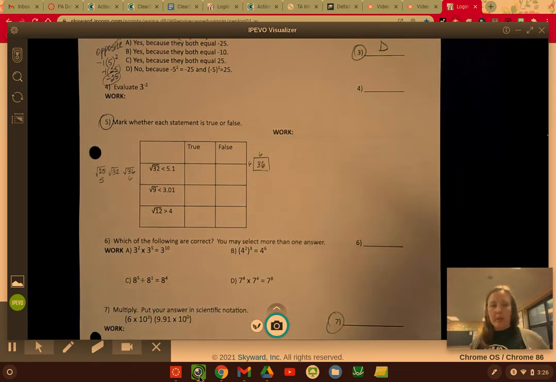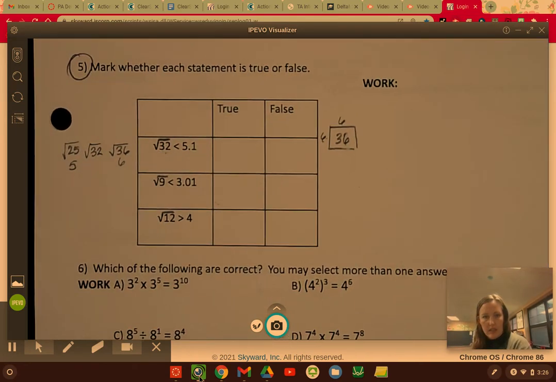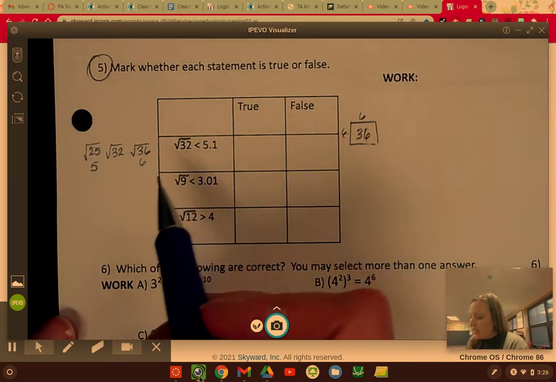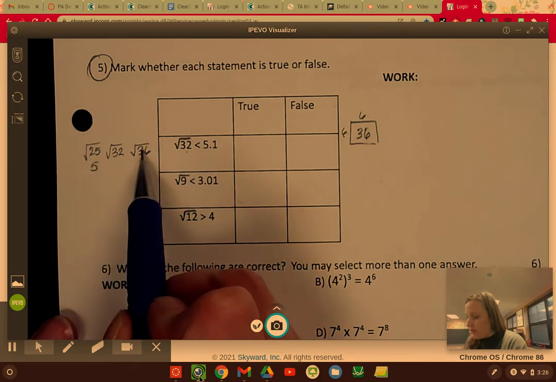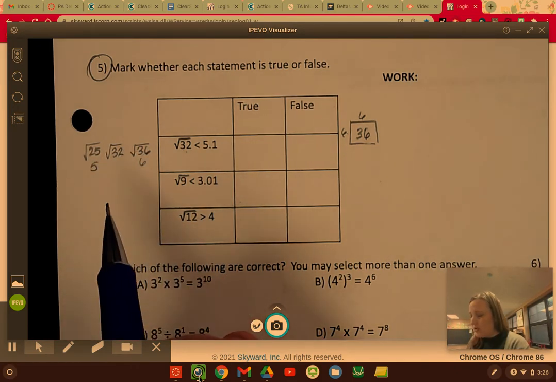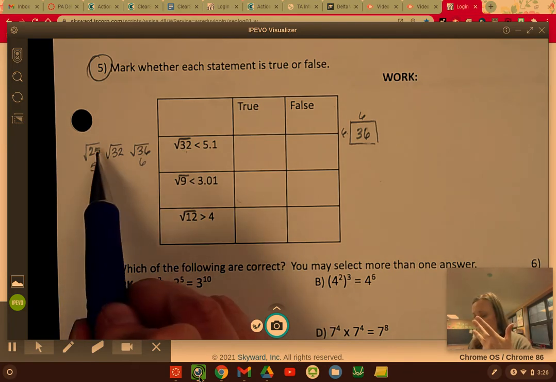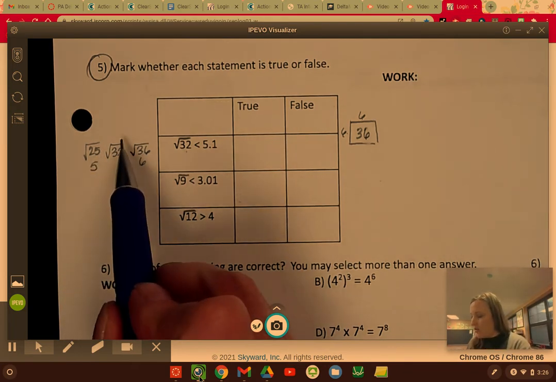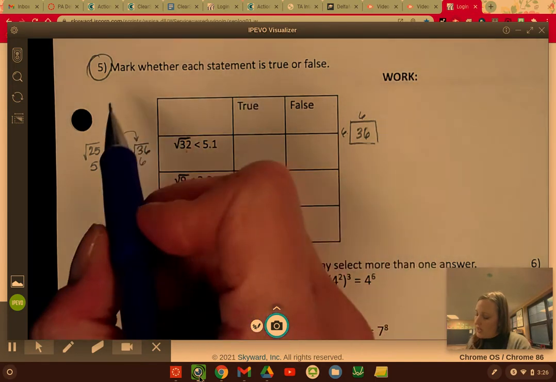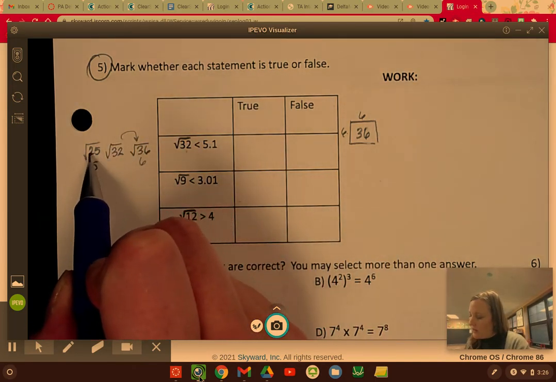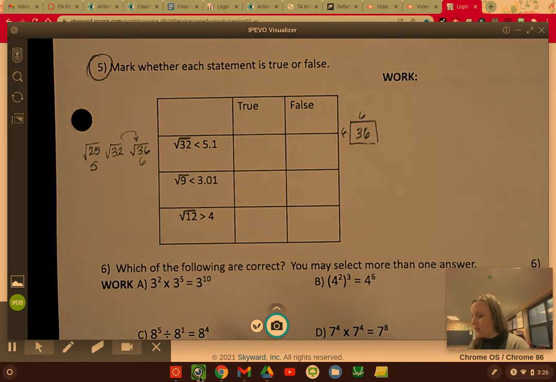Now, we got to get a little more detail. So I'm going to zoom in here just a second. Which one of these is it closer to? 25 or 36? 32, 33, 34, 35, 36. That's only 4 away, right? And it's further from 25. So it's closer to this one. How far is it from 25 to 36? 25, 26, 27, 28, 29, 30, 31, 32, 33, 34, 35, 36.